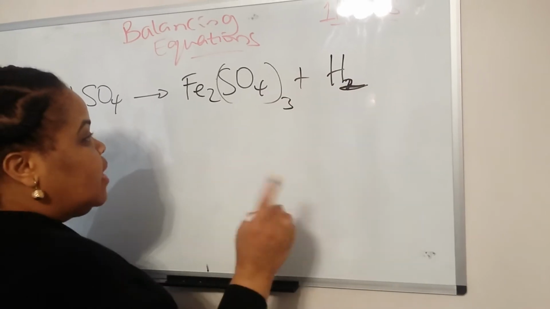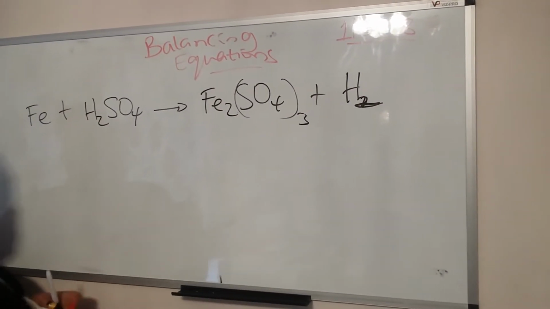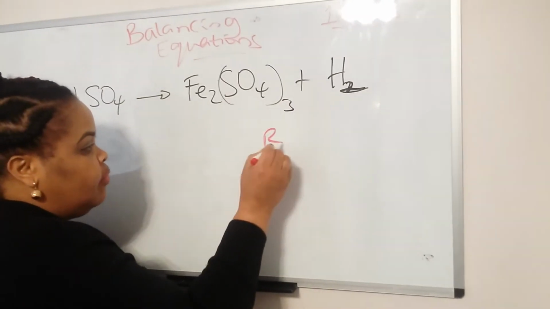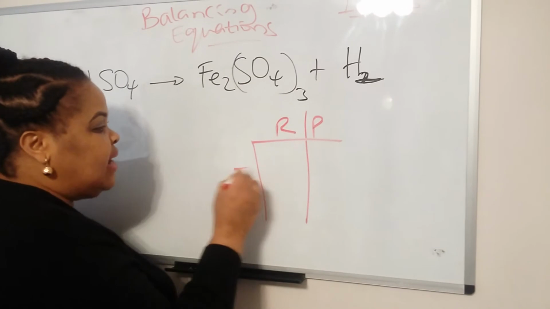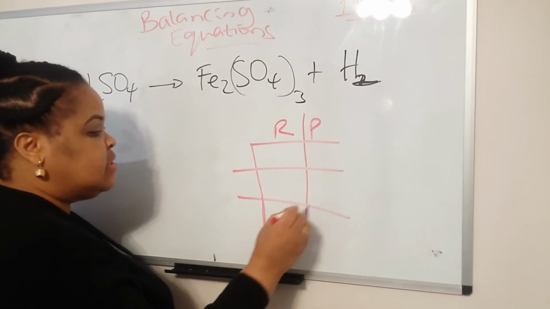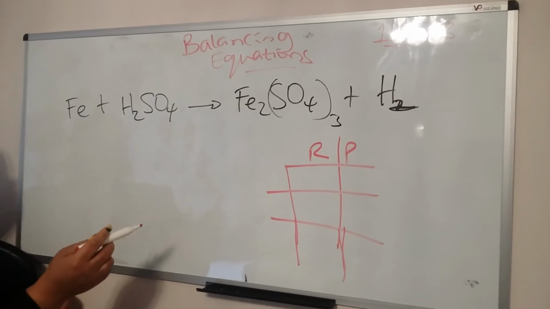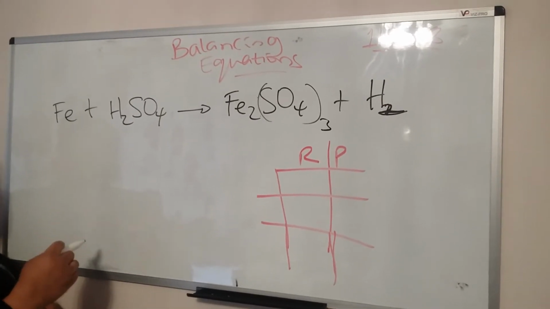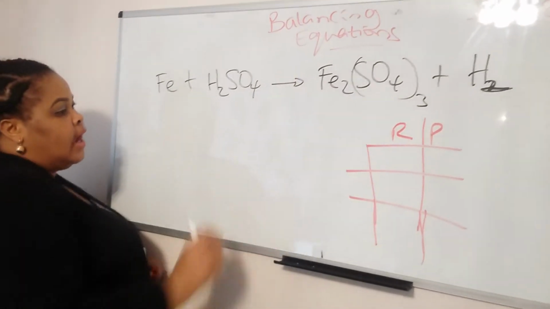So to balance this equation, or any equation for that matter, I use this very simple method, reactants and products, and it really works very well. You write out all the elements in your compounds and you balance them according to how many atoms you've got on both sides of the equation. So these are your reactants together, and those are your products.